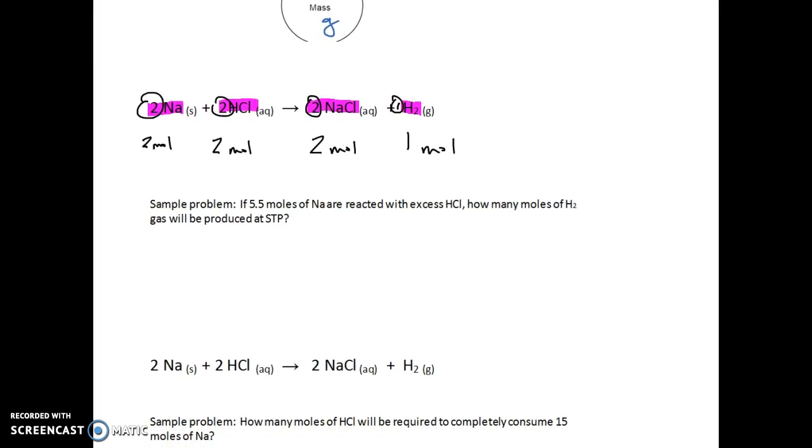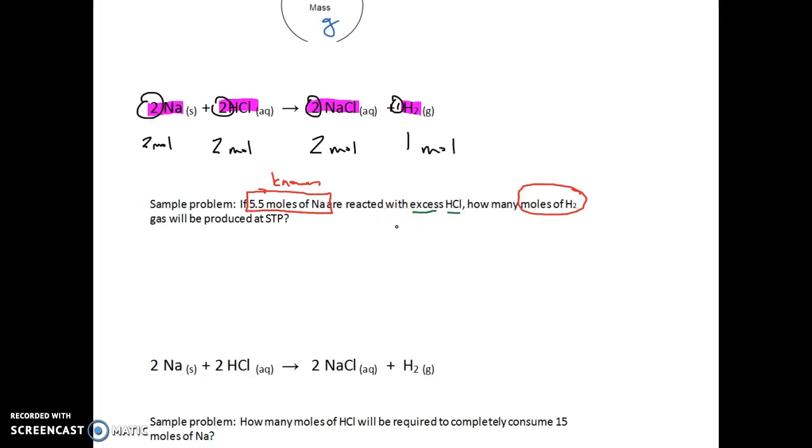Here we have a sample problem. It says, if 5.5 moles of sodium are reacted with excess HCl, how many moles of H2 gas will be produced at STP? There's a couple things we need to look at here. The first thing is we have a known. There's our known value: 5.5 moles of sodium are known. We also have our unknown. How many moles of H2? So we're looking for moles of H2. There's also something else in this problem. It says excess HCl.